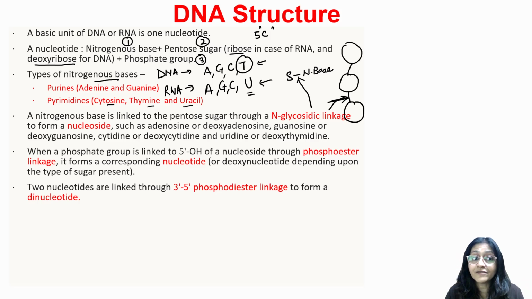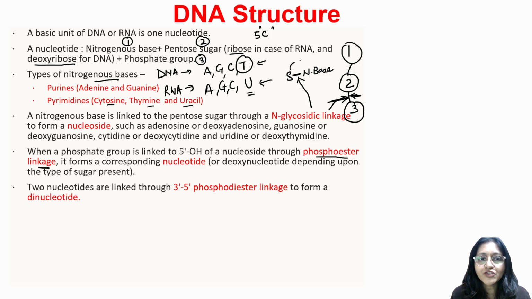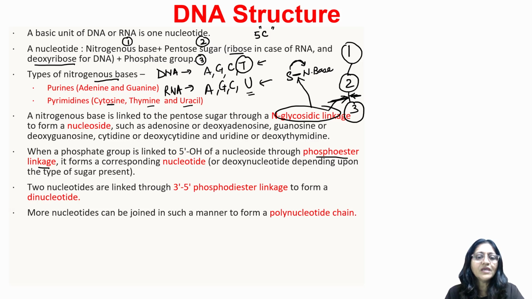We have seen which bond will connect two nucleotides. Suppose this is one nucleotide, this is second, this is third. So this is a phosphodiester bond. This bond I'm talking about, this is a phosphodiester linkage, while this bond which is present between sugar and nitrogenous base is the N-glycosidic linkage. So we'll see further how they form.